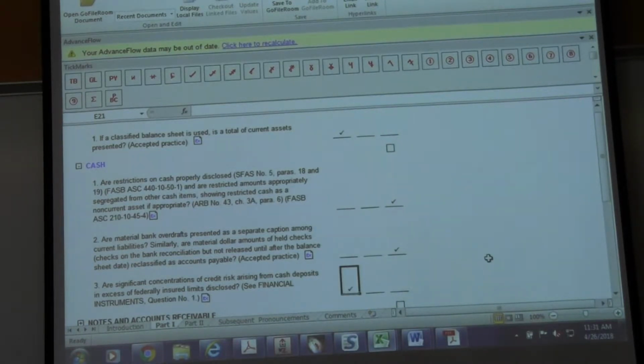when you get to the end, you'll have a complete, accurate set of financial statements prepared in accordance with generally accepted accounting principles. So this right here talks about cash. If you have a restriction on cash, is it properly disclosed? Yes, no, or not applicable. Do you have material bank overdrafts? Well, if you have an overdraft, you can't be in the asset side, you have to have it on the liability side. It kind of reads through your balance sheet.